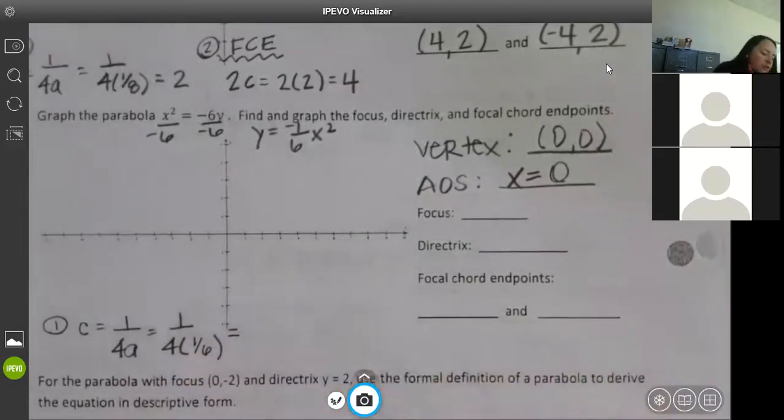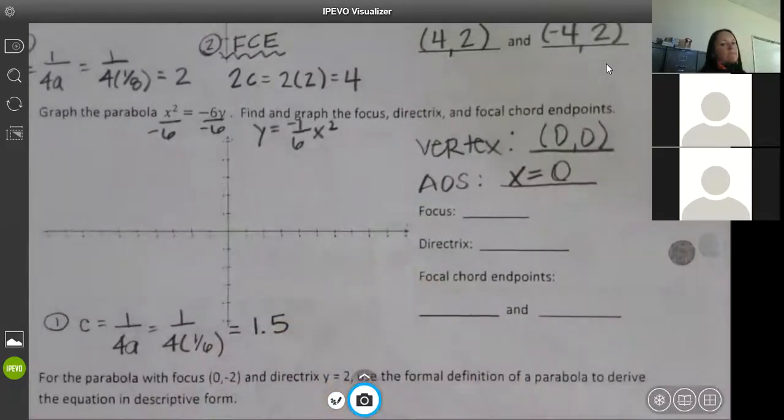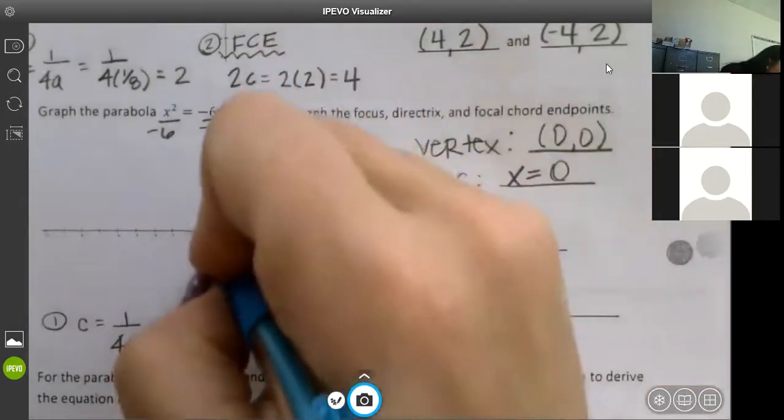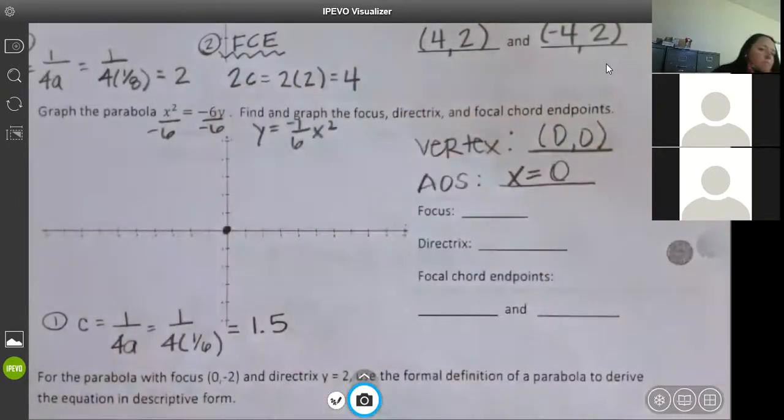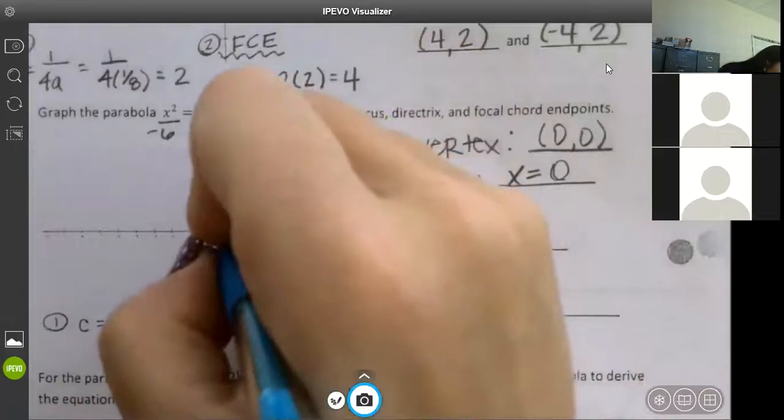And this actually gives you 1.5. So this is a nice fraction. This is not one of those like 1/16, because you will get those and they're really bad. But for this one, it's not bad. So our vertex was at 0, 0. Since it's an up-down parabola, we're going to go up 1.5 and down 1.5.